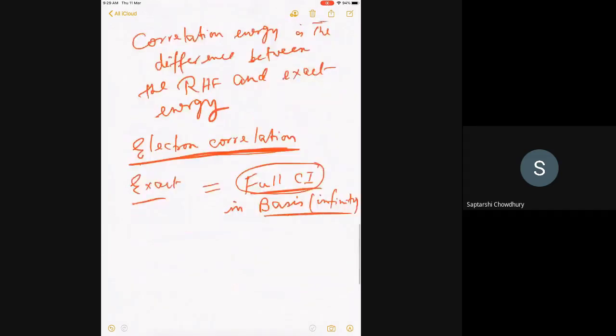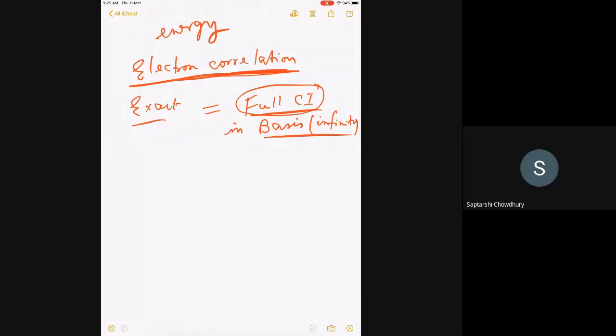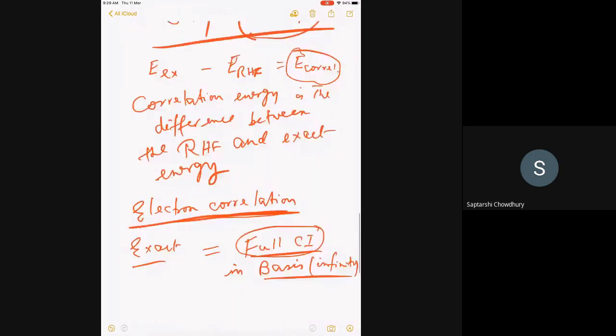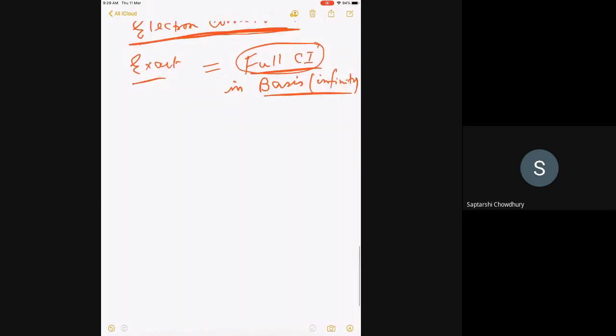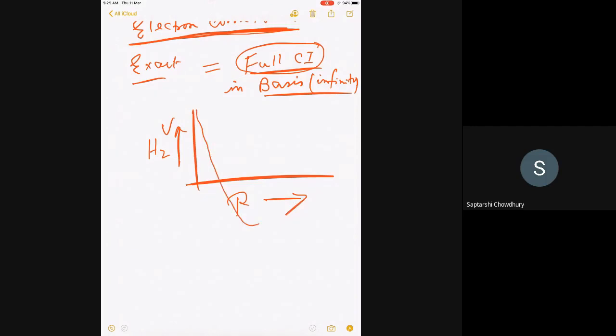Okay. Then the problem of difference energy is also reflected in a very simple thing that we teach, that is the hydrogen molecule potential energy surface. So this is the potential of the hydrogen molecule with the distance between the hydrogen and hydrogen. What you should get is something like this.